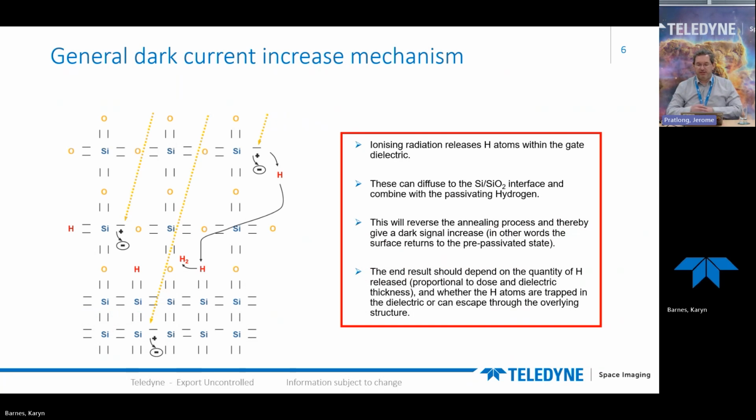The general mechanism is that the radiation interacting with a gate dielectric releases hydrogen atoms. These hydrogen atoms diffuse into the silicon-silicon oxide interface and basically reverse the annealing effect and create paths for electrons to move in the structure and go to a ground potential.